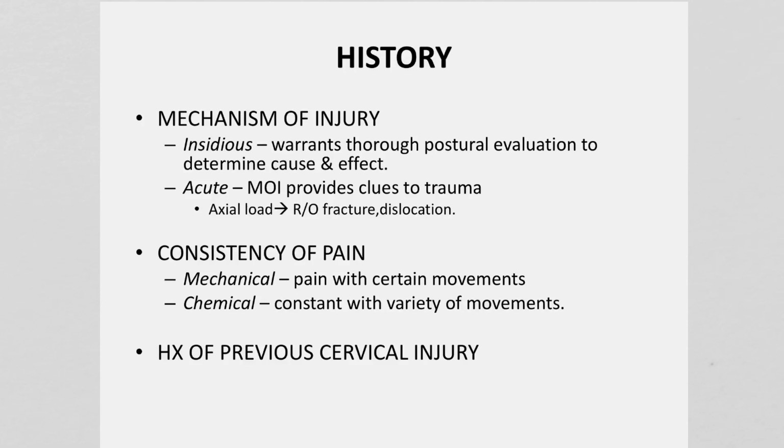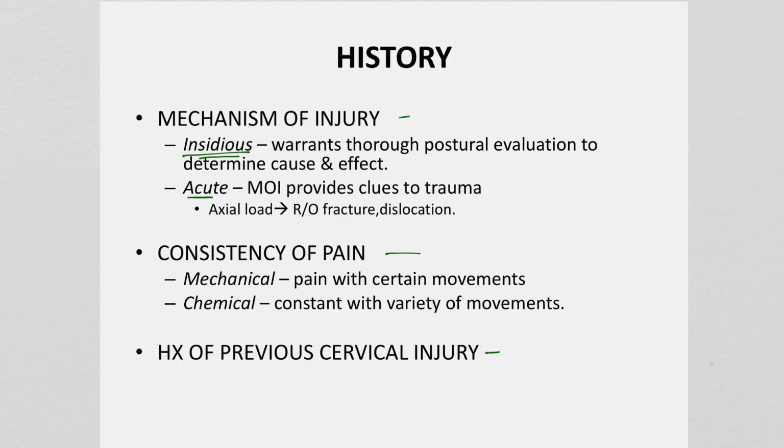So next up, we have mechanism of injury, the consistency of the pain, and then history of previous cervical injury, which we'll talk about on the next slide. The mechanism of injury is pretty straightforward. Either it's acute, which means sudden onset, or it's insidious, which means it took time to develop. It's a chronic pathology, right?